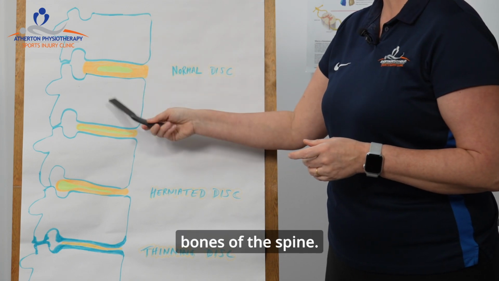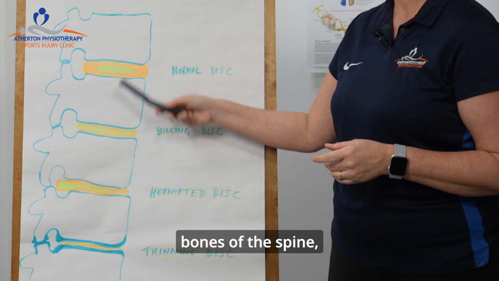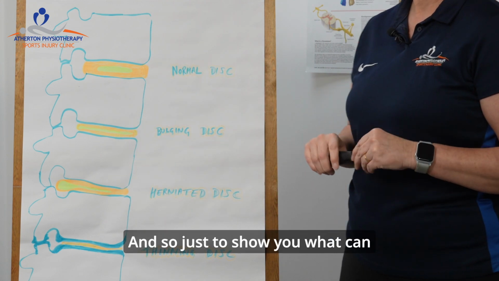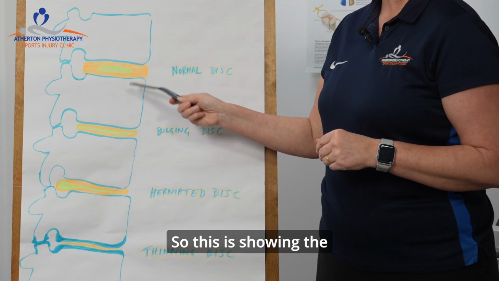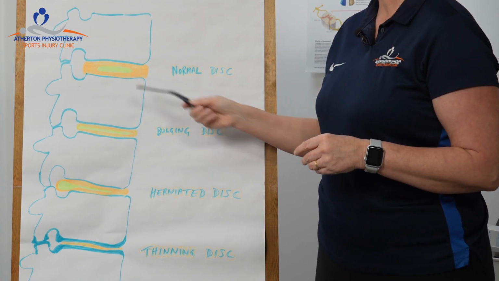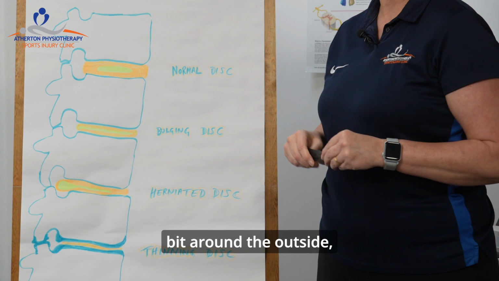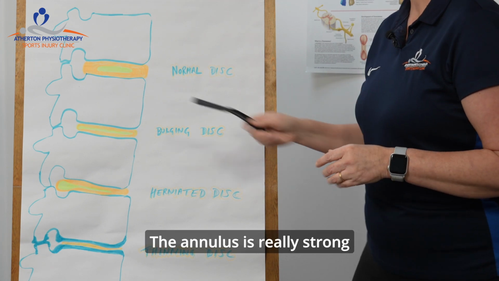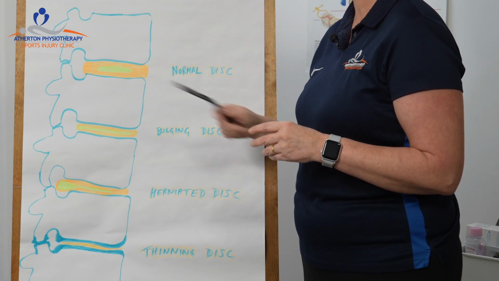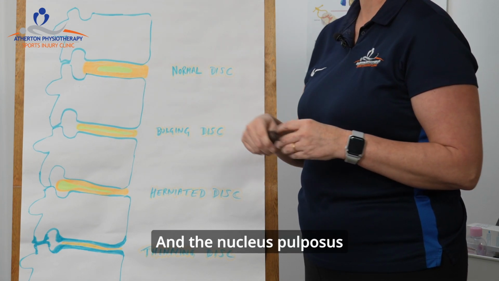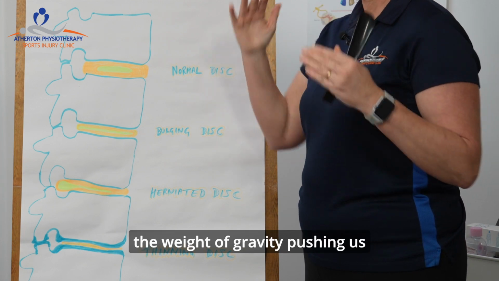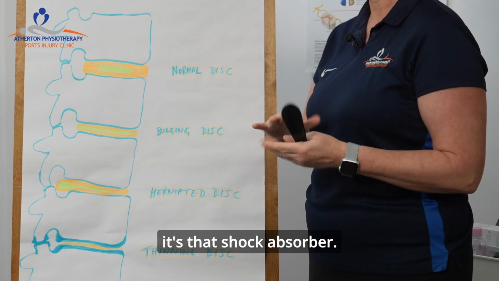So these are the bones of the spine, and then in between each of the bones of the spine, we've got discs. And just to show you what can happen to the disc, this is showing the yellow bit in the middle, that's called the nucleus pulposus, and then the orange bit around the outside, that's called the annulus. The annulus is really strong and resists twisting torsional strains, and the nucleus pulposus in the middle is more for your compression. So your body weight, the weight of gravity pushing us towards the floor, it's that shock absorber.